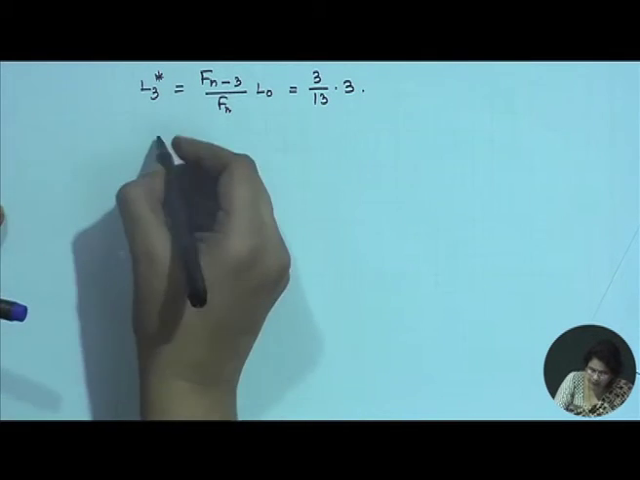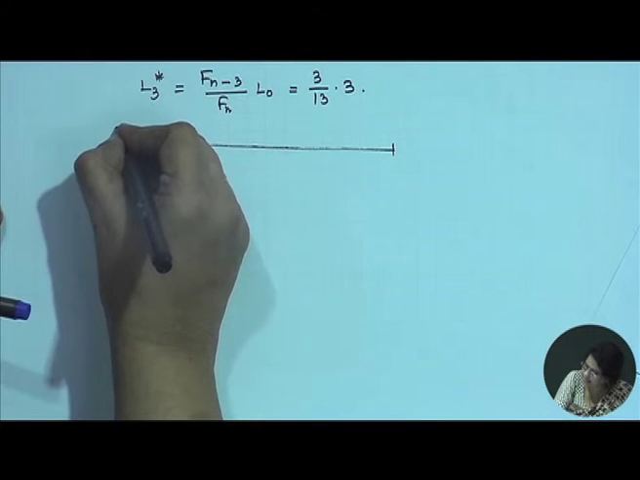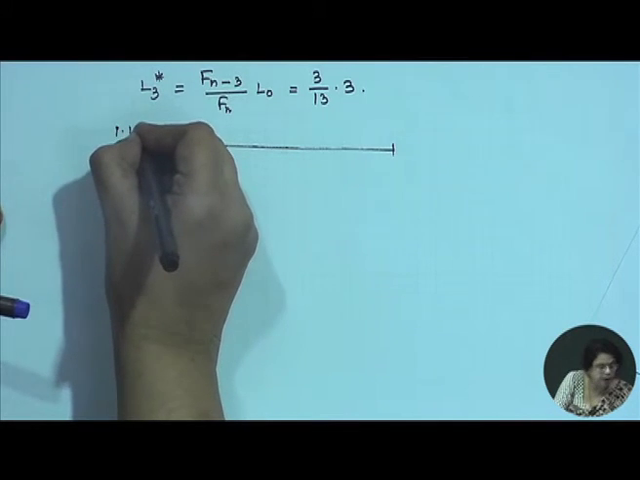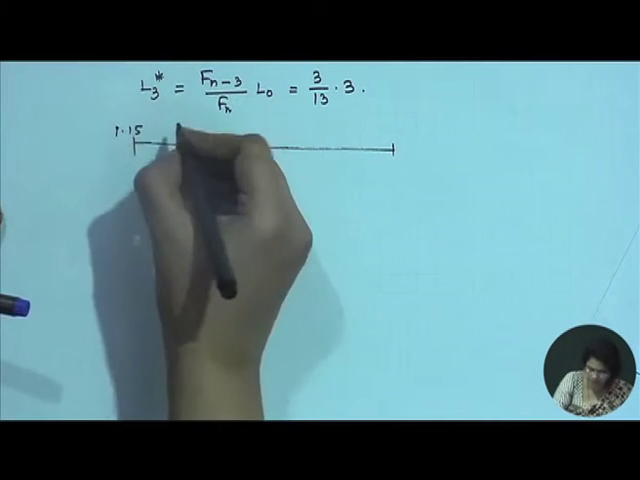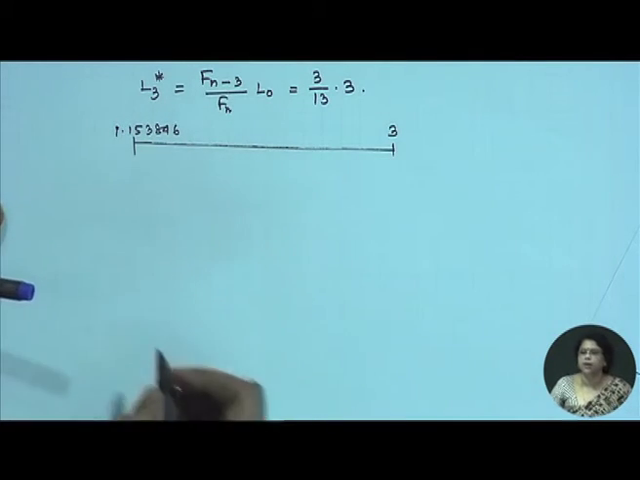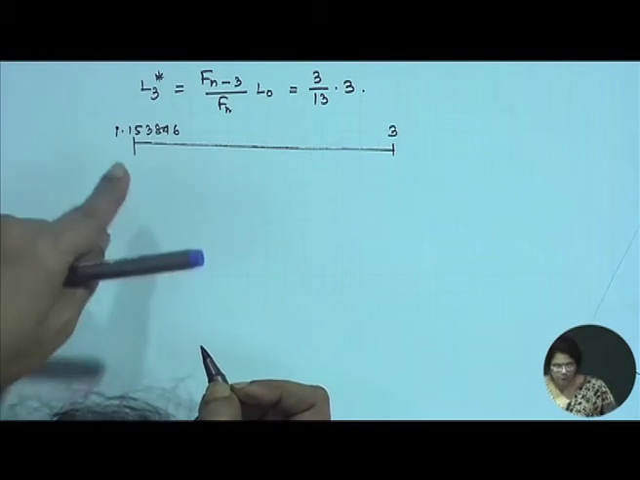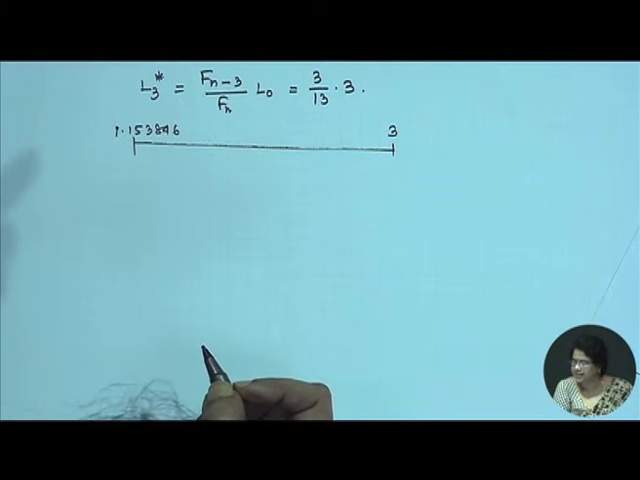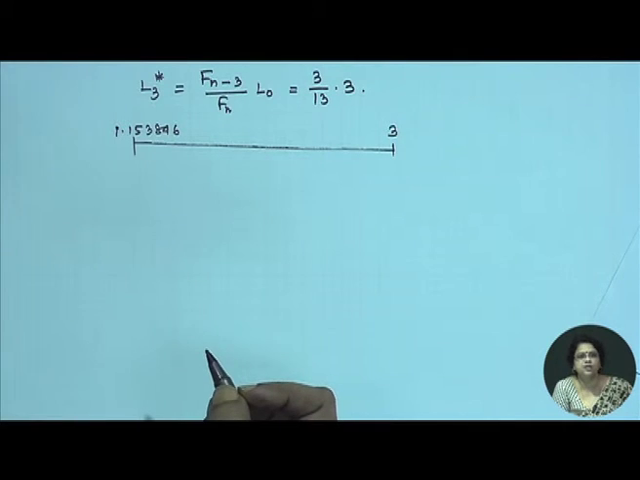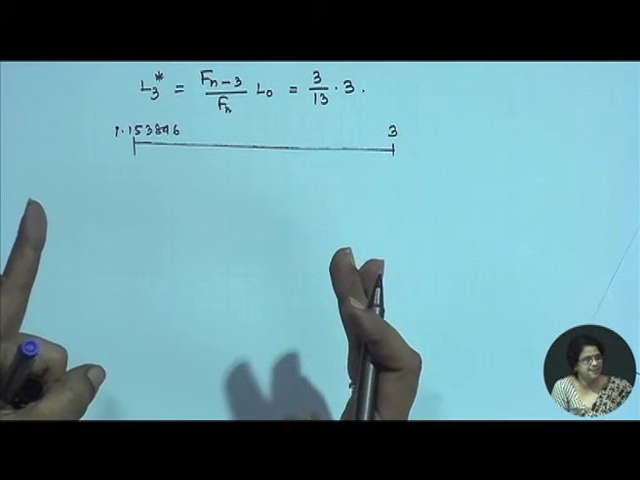And I have 2 points here, x3 and x2. What is the x2 value? 1.153846 and another 0.3. Okay, I have to take the third point in such a way that the current observations are L3 distance apart from both the ends.